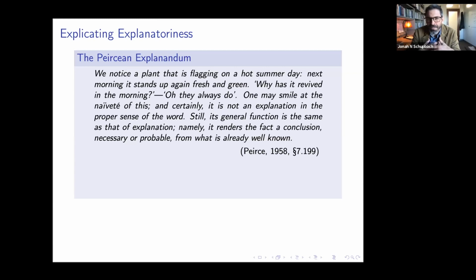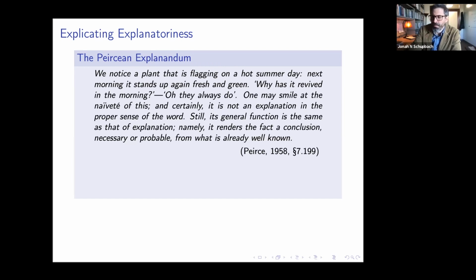So he says, we notice a plant that is flagging on a hot summer day. The next morning it stands up again, fresh and green. Why has it revived in the morning? Oh, they always do. Of course, that's not an explanation, right? So Peirce continues, he says, one may smile at the naivety of this. Certainly it's not an explanation in the proper sense of the word. Still, its general function is the same as that of an explanation. It renders the fact a conclusion necessary or probable from what is already well known.